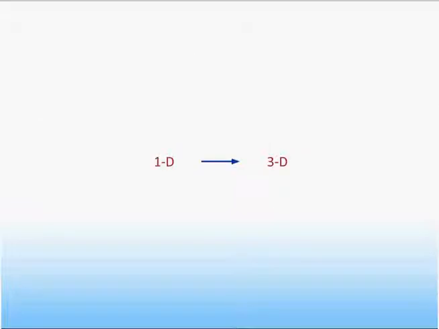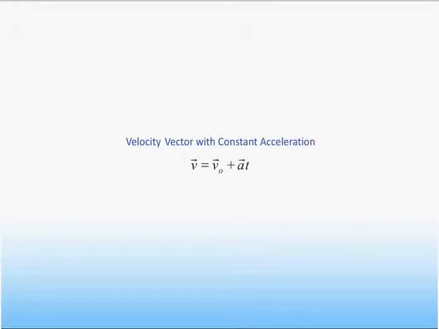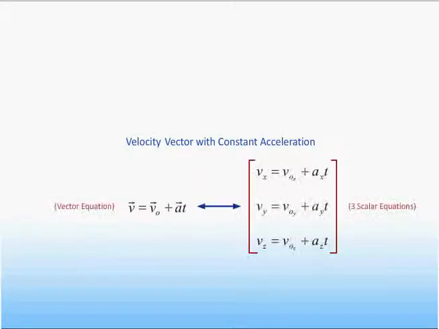We can formalize this generalization from 1 dimension to 3 dimensions by defining these kinematic quantities, displacement, velocity, and acceleration, as vector quantities. For example, we can write down a single equation for the velocity vector as a function of time for the special case of constant acceleration as shown. The arrow notation is apt here since it indicates that, like an arrow, a vector has both a length, also called its magnitude and usually represented using the absolute value notation as shown, and a direction. This single vector equation is equivalent to the 3 scalar equations shown.